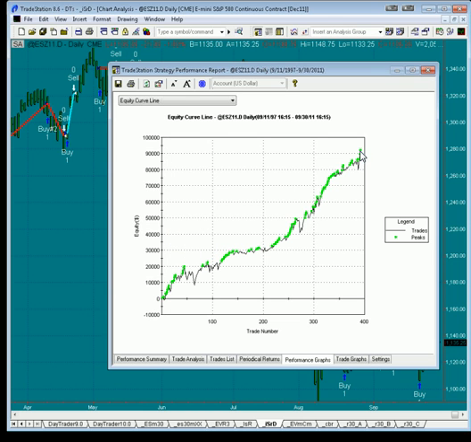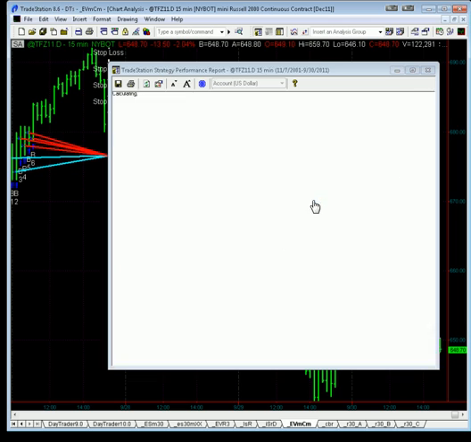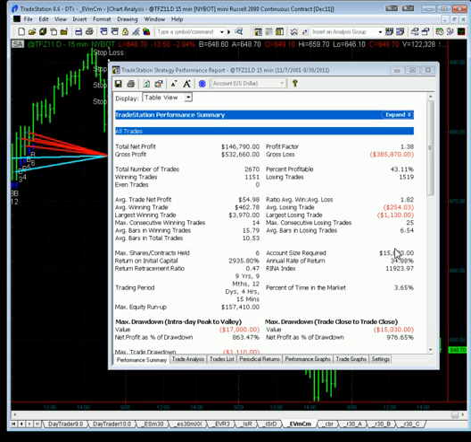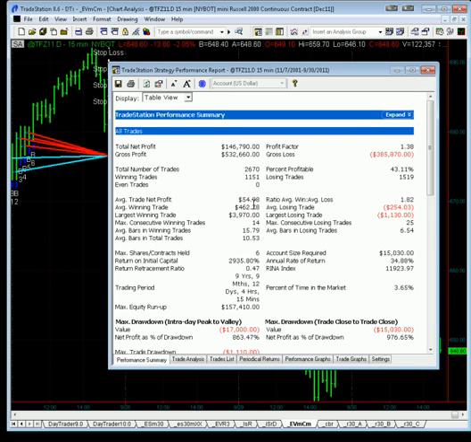New equity highs, screaming to new equity highs. $92,000, $11,000 maximum drawdown, $235 per trade average trade net profit. EVMCM, beautiful. $15,000 maximum drawdown, but $146,000 in profit. Let's look at the chart. Beautiful. It trades more, so your average trade net profit is going to be lower. $55. That's not particularly impressive.